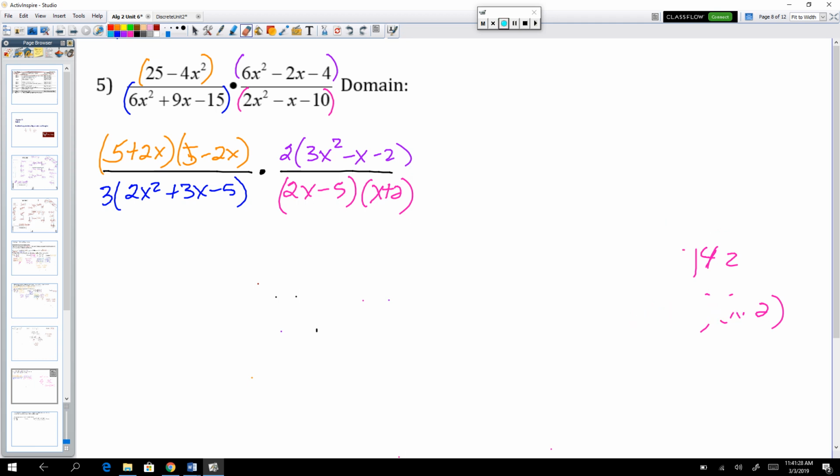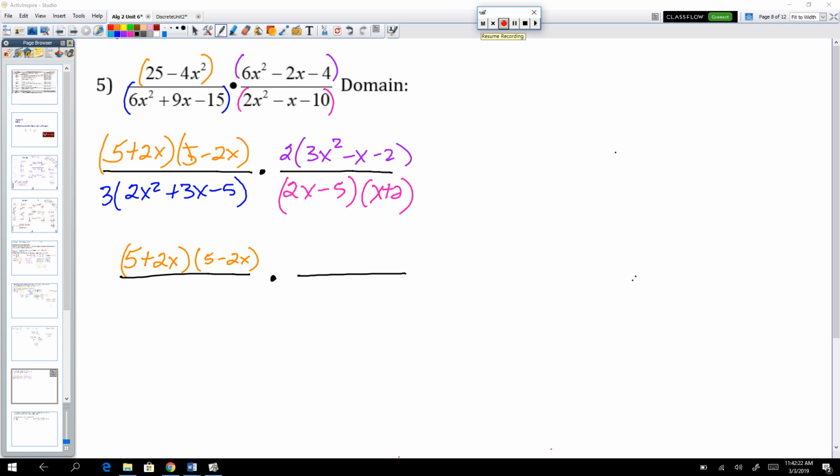Now, with the orange and the pink, we have gotten this as factored as much as possible. With the purple and the blue, we've got some more factoring to do. So again, depending on what your favorite method of factoring is, you're going to want to go ahead and use that method to go off to the side and factor the blue and factor the purple. Okay, so we still have the orange as is.